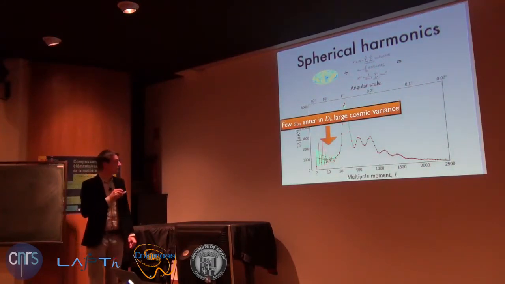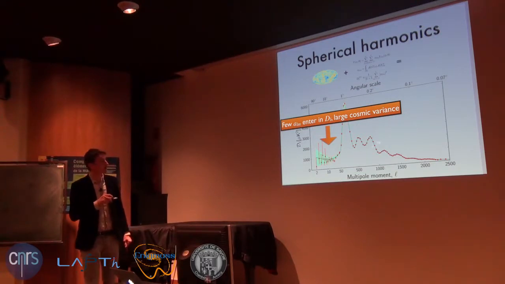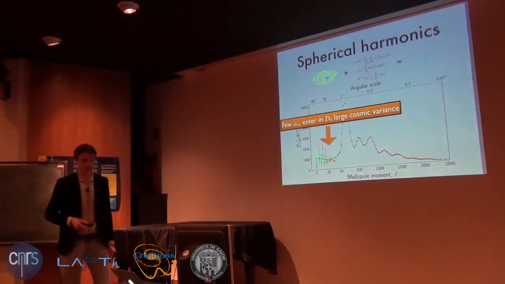And there you go. So at small L's, you only have a few ALMs that enter in your sum of DL, because it's the sum of the ALMs. So you have a large error bar. And on the higher L's, you get a much, much smaller error bar because you have many coefficients in there.